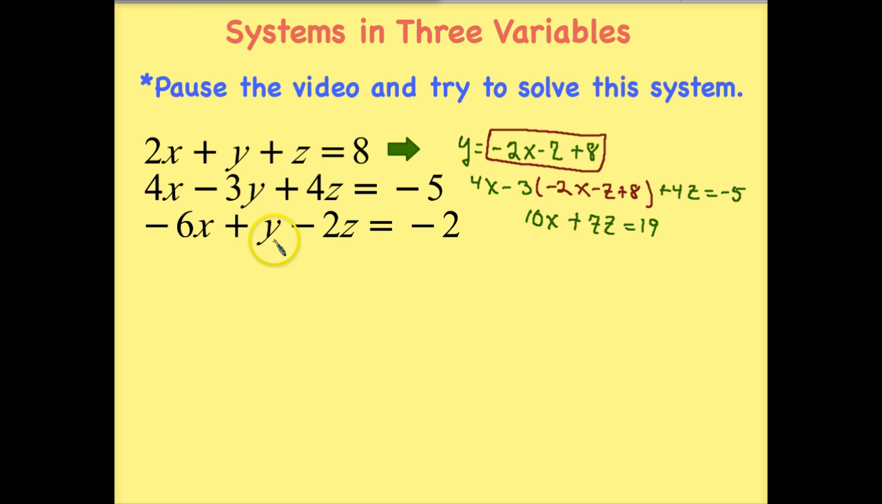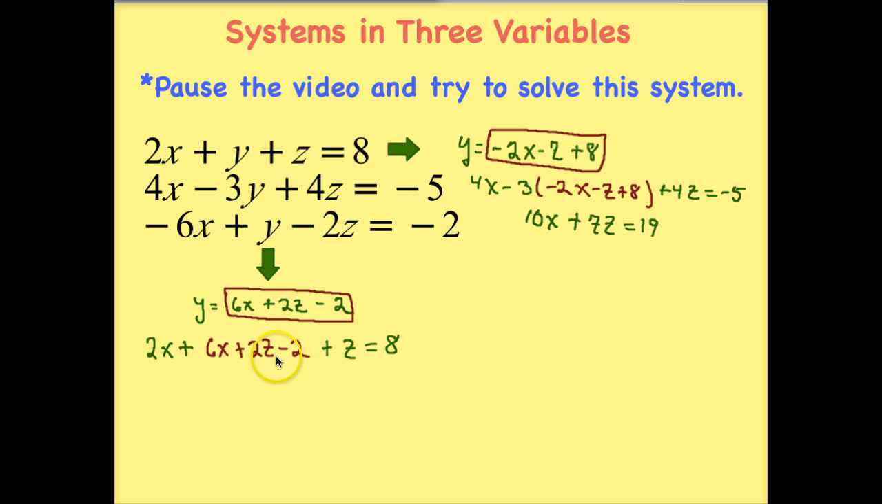I could look at this bottom equation and I could isolate y. Now that I have isolated y, I can take this and plug it in for y somewhere. I think I'll go ahead and plug it into my top equation because it looks a little bit simpler. So I'm going to have 2x plus, and then I'll have all this. Now that I've plugged this in, all I have to do is simplify by combining my like terms. When I combine my like terms, I'll be left with this equation here, 8x plus 3z equals 10.